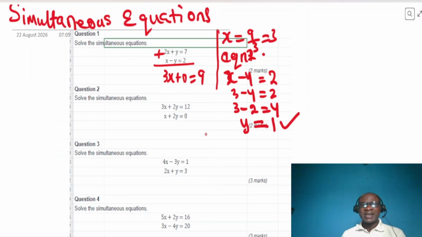So that is it. I added because the coefficient of y in equation 1 and in equation 2 are equal, and also they have different signs, plus and minus. So when the coefficients are equal and the signs are different, you can add quickly. Is it okay? Then I go to number 4.